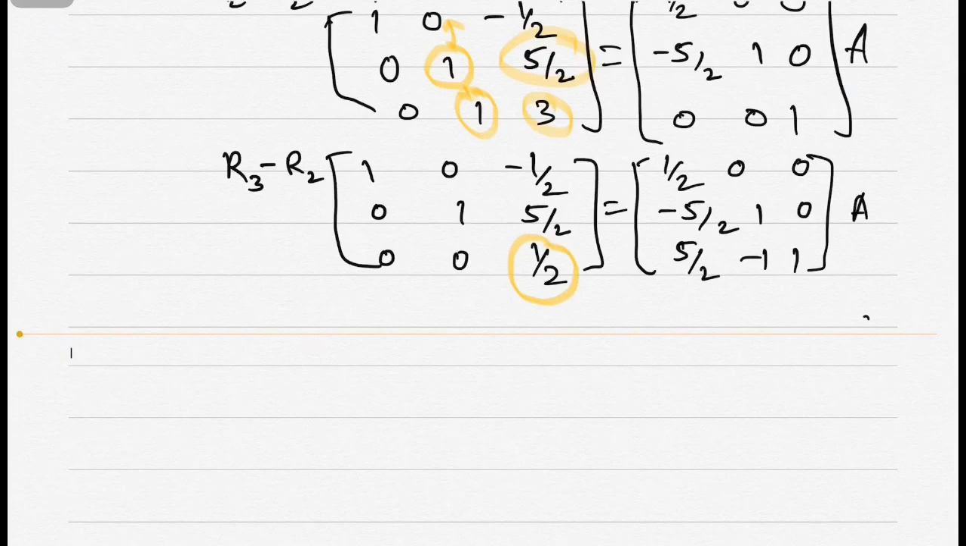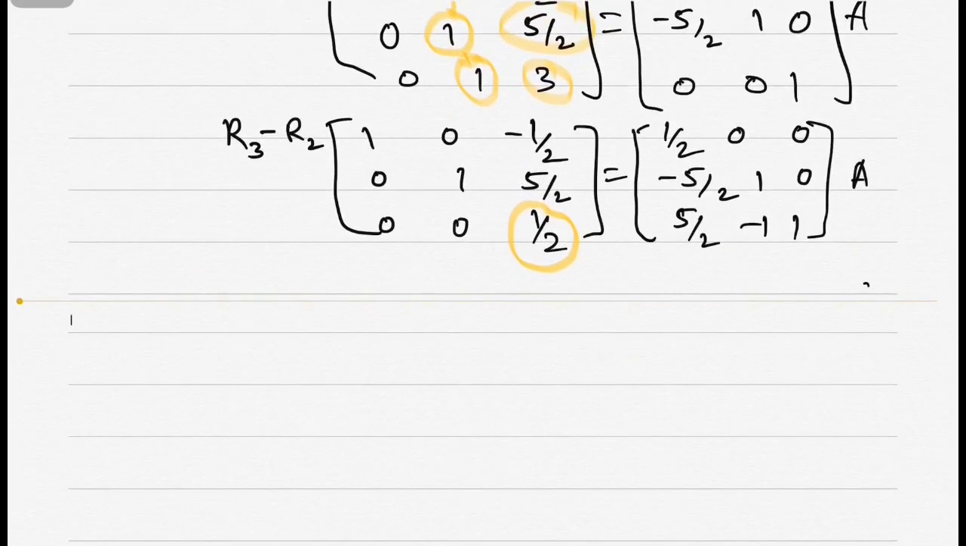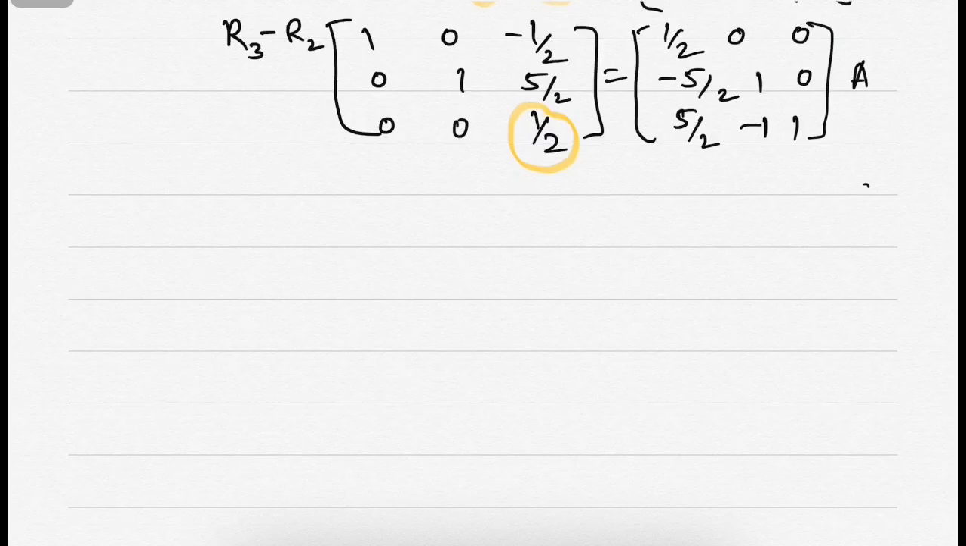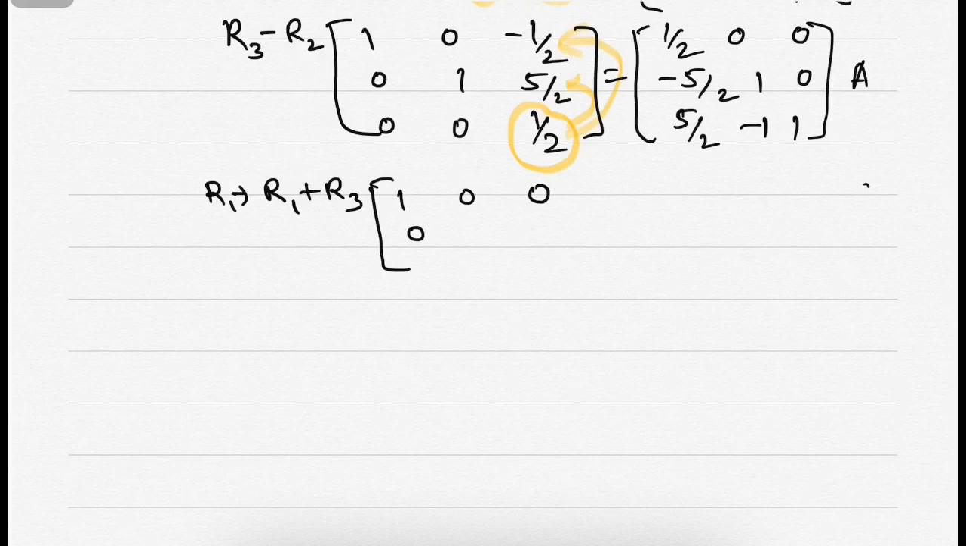Now our next pivot point is minus 1 by 2. Using this element, we have to make all the elements above this 0. We'll change R1 to R1 plus R3: 1, 0, 0. At this stage we are not making any change in row 2: 0, 1, 5 by 2. And we are not making any change in the third row also: 0, 0, 1 by 2.